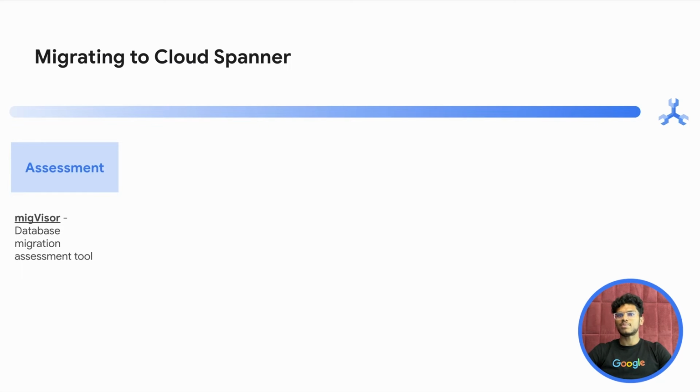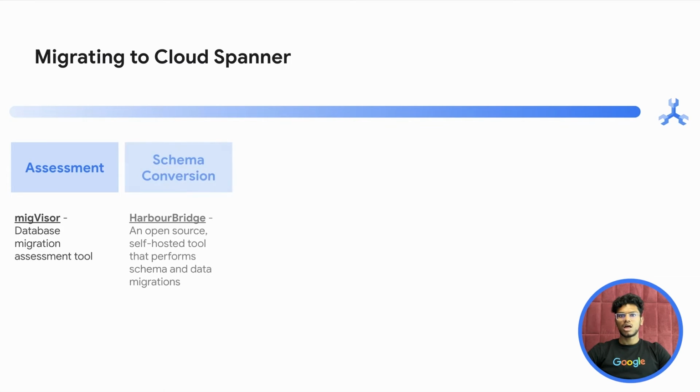We can now create a migration plan using the information from the assessment. Once the migration plan is in action, the first step is to modify the schema to be compatible with Spanner and optimize it according to best practices. We need to carefully convert data types and database objects from the source database engine to the destination.